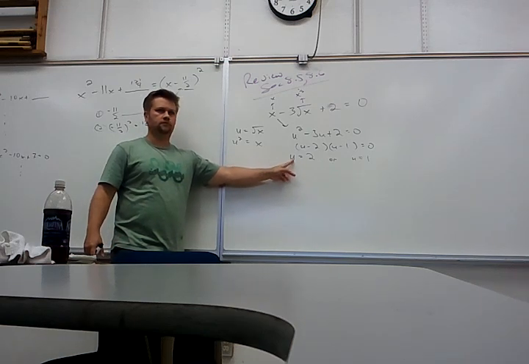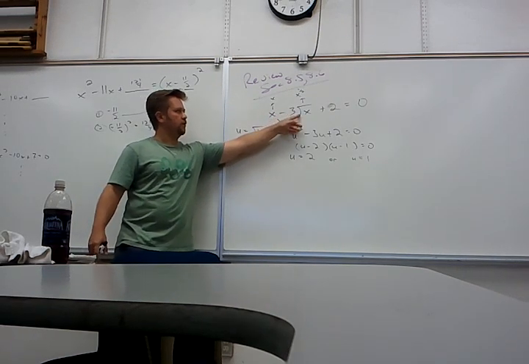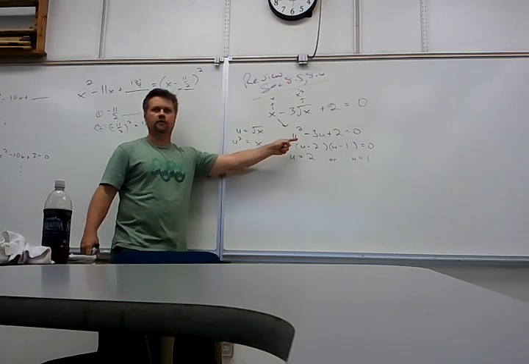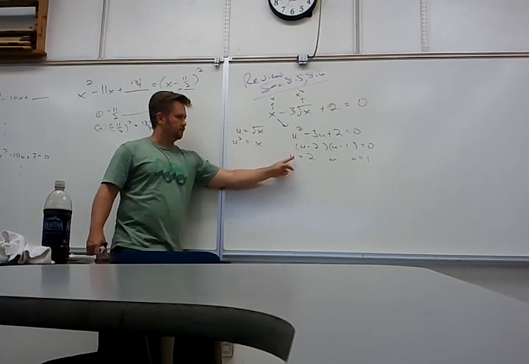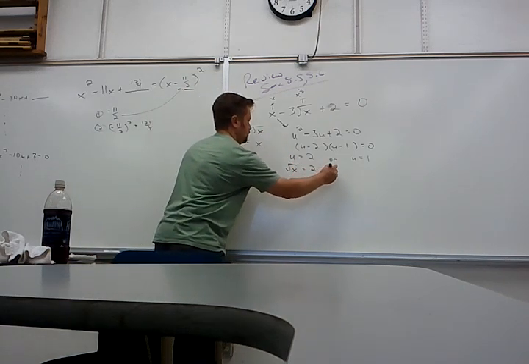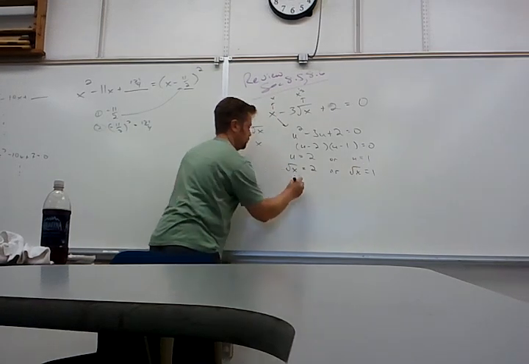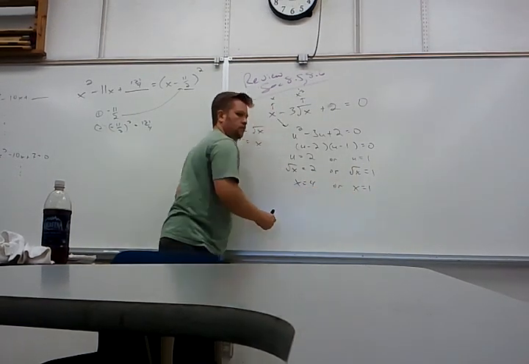So what is u? Square root of x. So you bring that back in. So see how you just temporarily replace that with something that looks better. You solve that form, and then you replace back in the ugly stuff from before. So square root of x equals 2, or square root of x equals 1. So x equals 4, or 1.